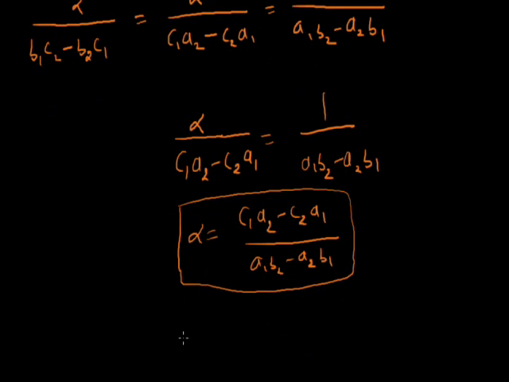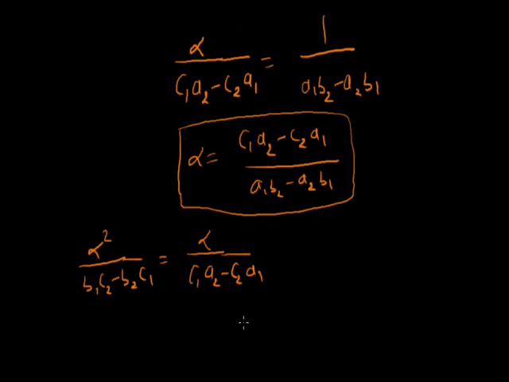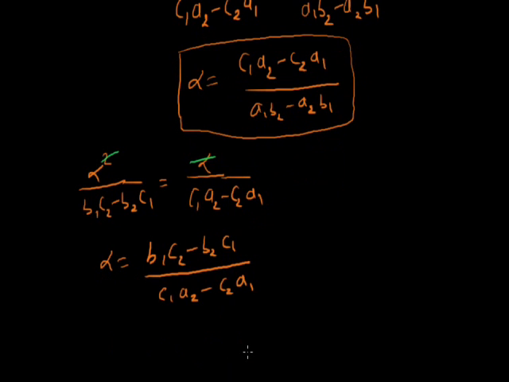Now if I equate the first two, I get alpha square upon b1 c2 minus b2 c1 is equal to alpha upon c1 a2 minus c2 a1. So here alpha is cancelled with alpha square, so alpha is left. So alpha is equal to b1 c2 minus b2 c1 divided by c1 a2 minus c2 a1. So this is the value of alpha again.